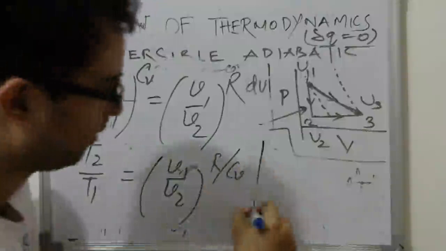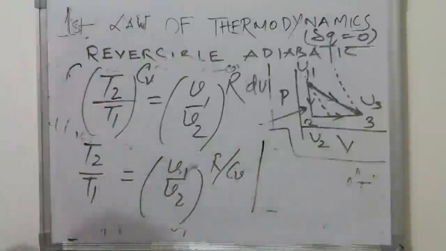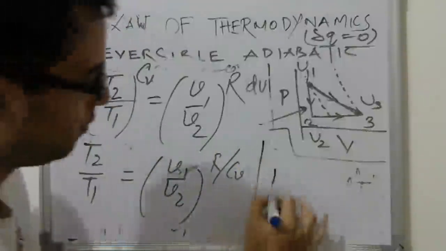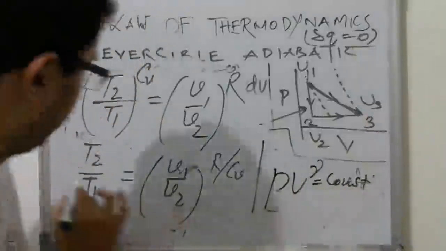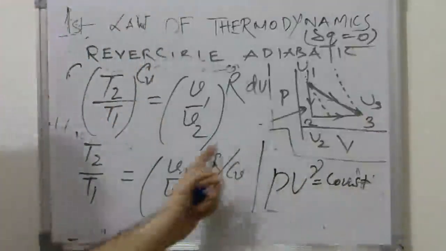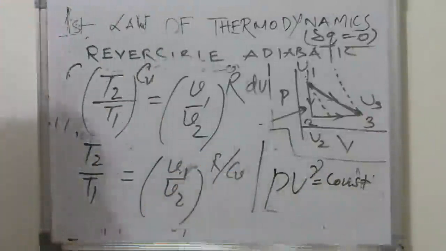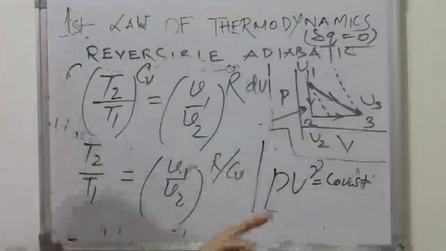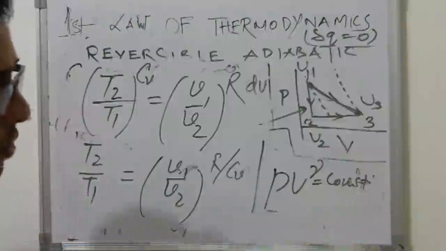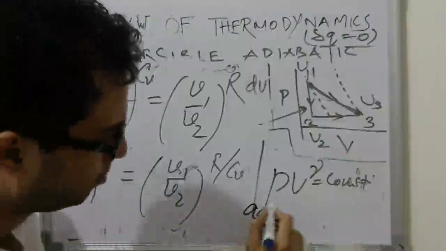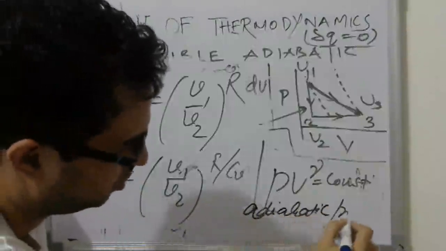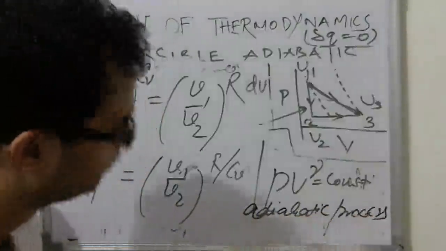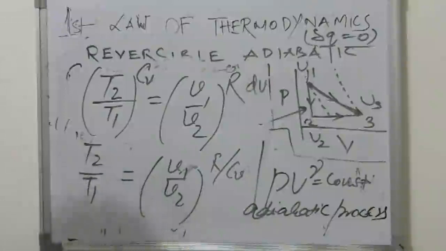Normally we have this substitution, and finally we arrive from here at PV to the power gamma equal to constant. You just substitute pressure and temperature and put any variable. Normally it's written as gamma, CP by CV. So this is an expression of pressure and volume for an adiabatic process, reversible adiabatic process. Okay, fine.